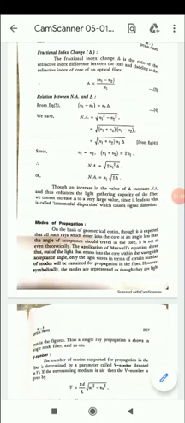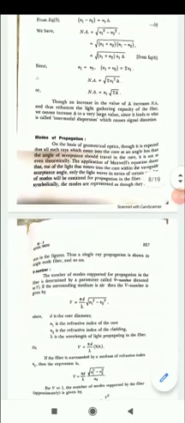So an increase in delta increases the numerical aperture and enhances the light gathering capacity of the optical fiber. But we cannot increase delta to a large value, because it leads to intermodal dispersion, which causes signal distortion.